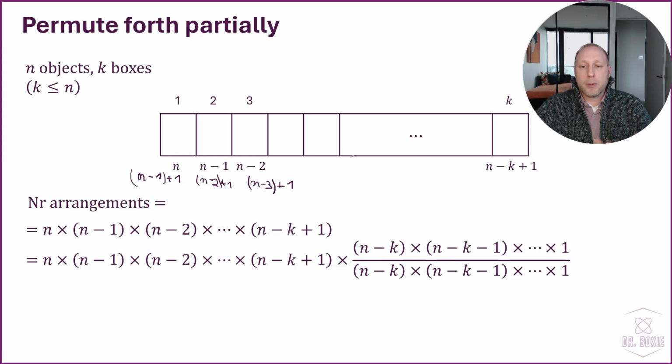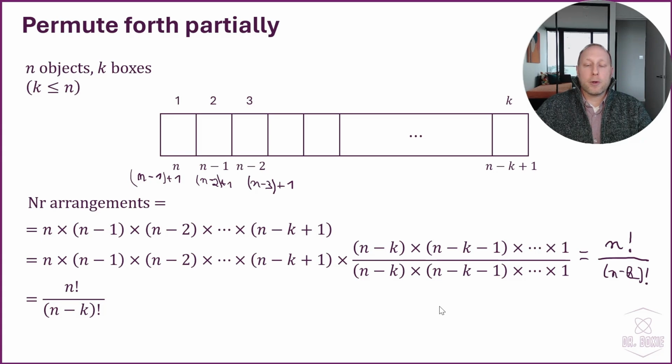So in the numerator, we're actually left with simply n factorial. What are we left with in the denominator? Well, we have in the denominator n minus k times n minus k minus 1 times n minus k minus 2, etc. all the way to 1. So this is n minus k factorial. And so this is the expression for the number of arrangements for a partial permutation, where you have n possible objects but only k boxes.